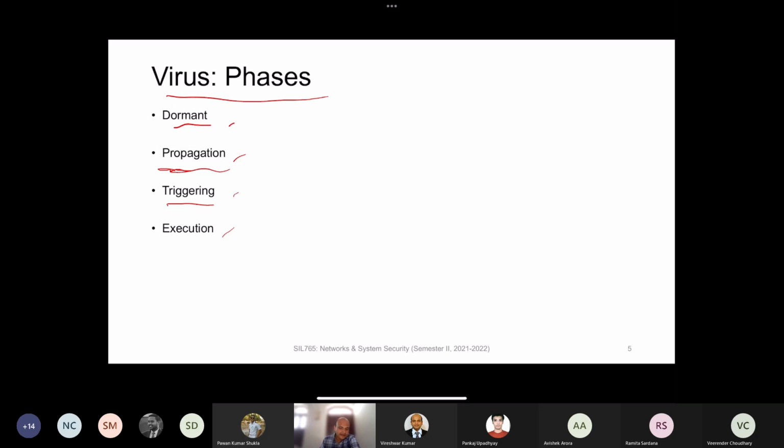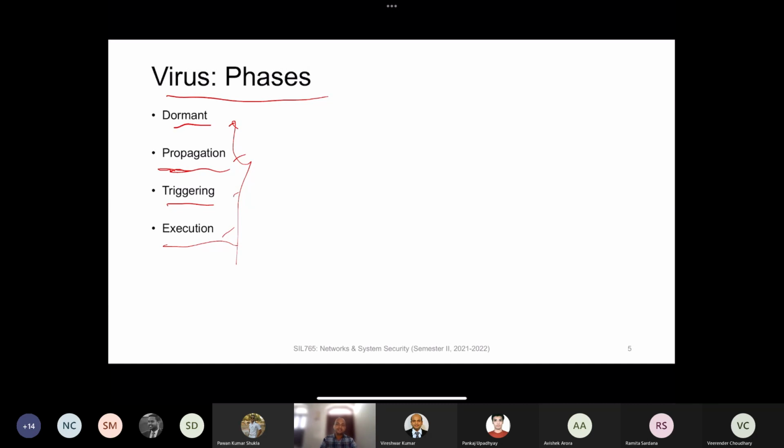Okay, and then finally is the execution. Whatever goal has been decided for that virus or malware, now that virus will try to achieve that goal, and that is the execution phase. So this is a very intuitive set of four phases, and typically these malwares are studied in these four phases.